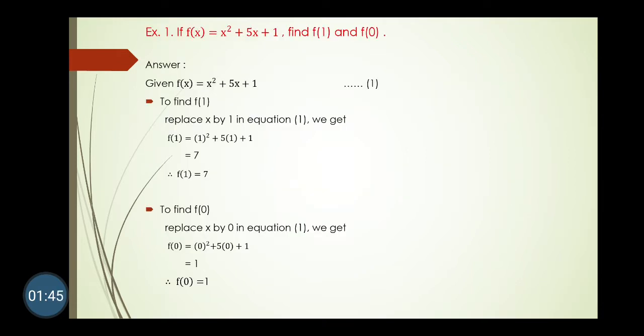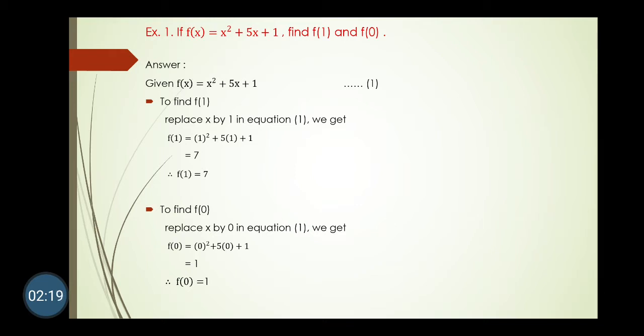First example is: if f of x is equal to x square plus 5x plus 1, then find f of 1 and f of 0. Here we replace x as 1 first and then 0. We get the value of f of 1 as well as f of 0 in the given function f of x. So we consider this given function as equation number 1, f of x is equal to x square plus 5x plus 1.